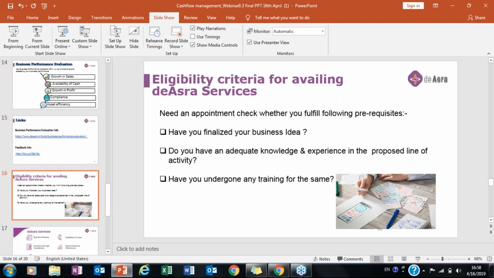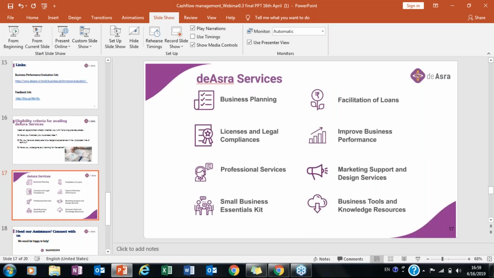That is, an idea should be finalized. You should have enough knowledge and experience in the proposed line of activity, and you should have undergone some training and experience so that you have enough knowledge of the raw material and other things, so that you understand the business. So these are the services that the deAsra Foundation offers.